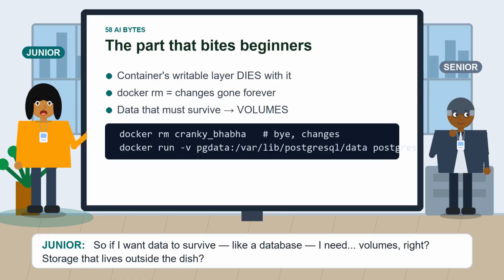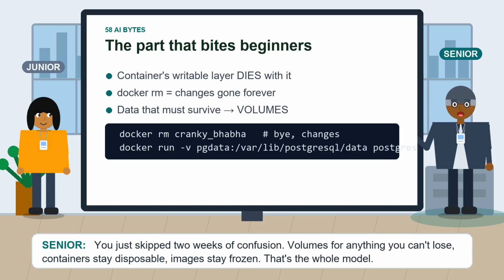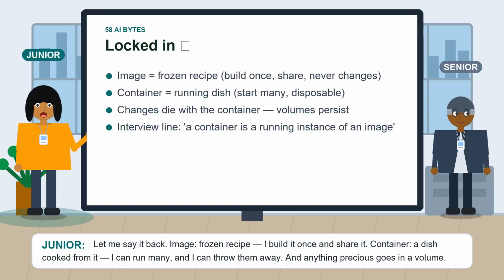So if I want data to survive, like a database, I need volumes, right? Storage that lives outside the dish? You just skipped two weeks of confusion. Volumes for anything you can't lose, containers stay disposable, images stay frozen. That's the whole model. Let me say it back.